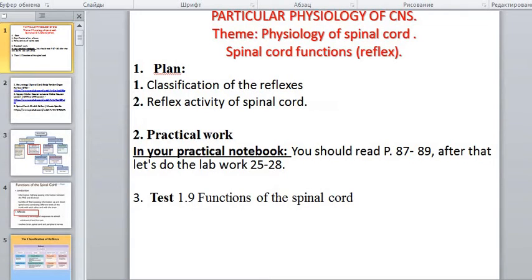Hello everyone who has joined us, and today we are going to talk about the spinal cord's gray matter and a basic review of the reflexes.